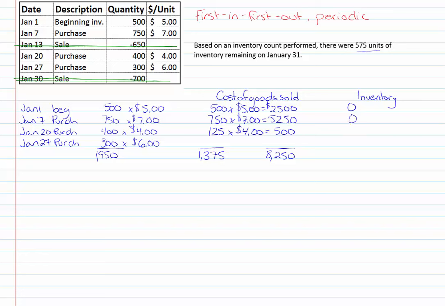If I look at my January 20th purchase, I purchased 400 units. Of that, I put 125 into cost of goods sold, which means that 275 units are left in my ending inventory. And those were $4 a unit. For my January 27th purchase, I had purchased 300 units, and I hadn't taken any of those to cost of goods sold. They are all still remaining in my ending inventory. So in my ending inventory, I have 575 units, and that matches my inventory count. And the total cost of that is $2,900.